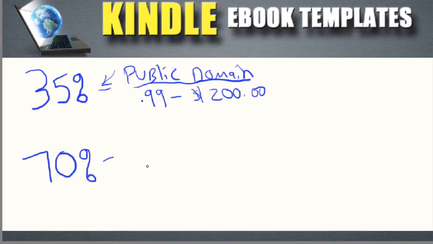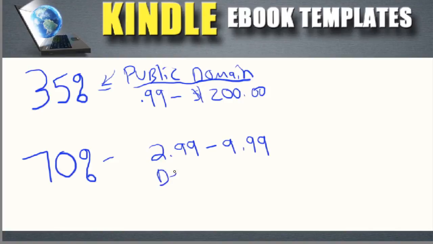Now, let's talk about the 70% royalty. It can't be public domain, and I hope you don't do that anyway because it doesn't work. But let's talk about the pricing. To qualify for 70% royalties, your book needs to be priced between $2.99 and $9.99. So it has to be in that range to qualify for the 70% royalties.